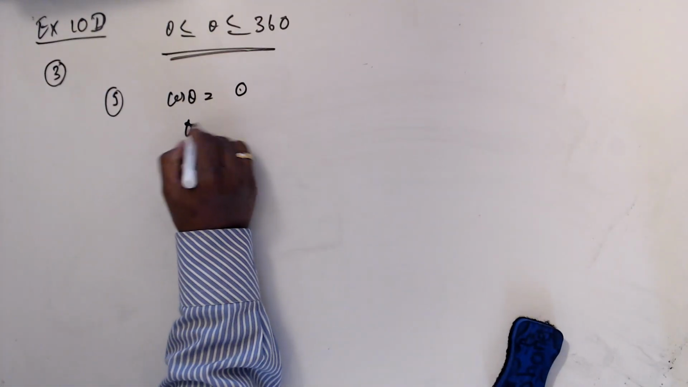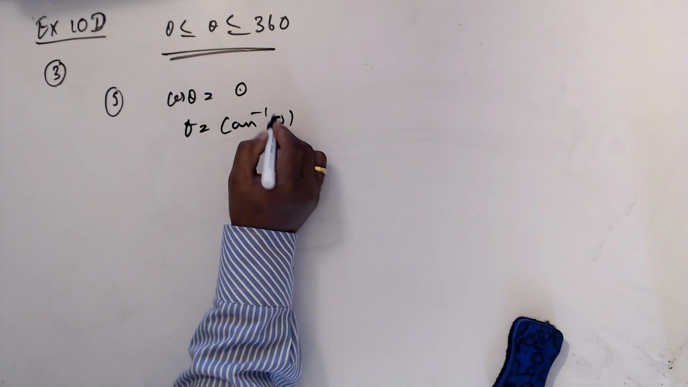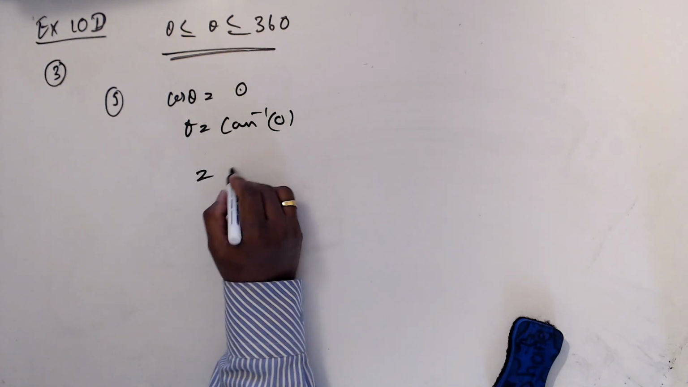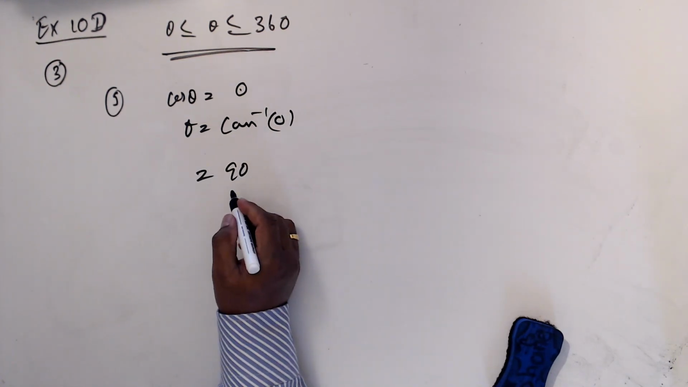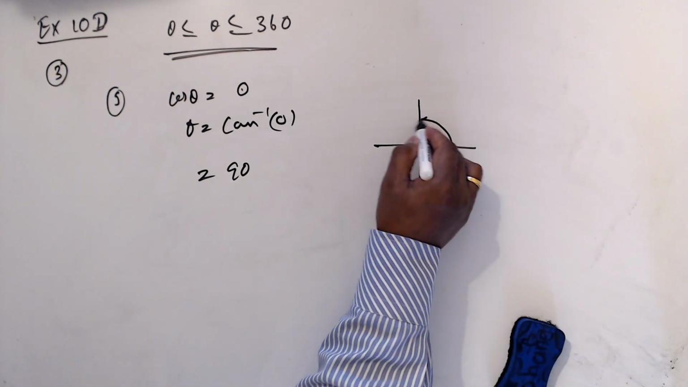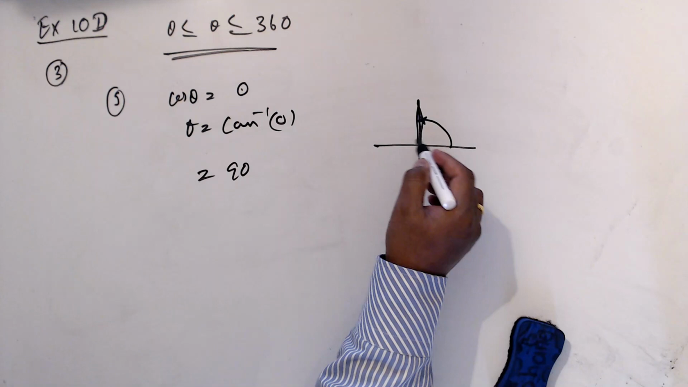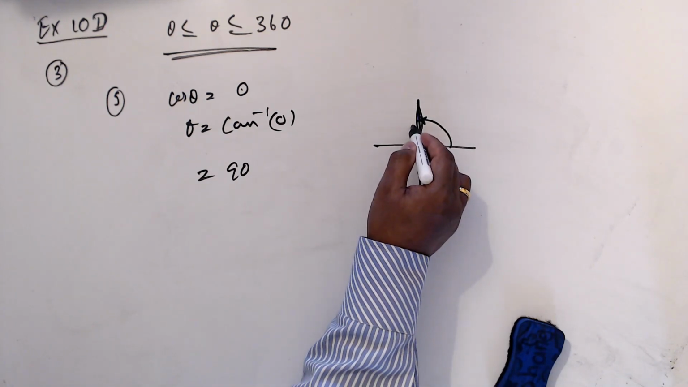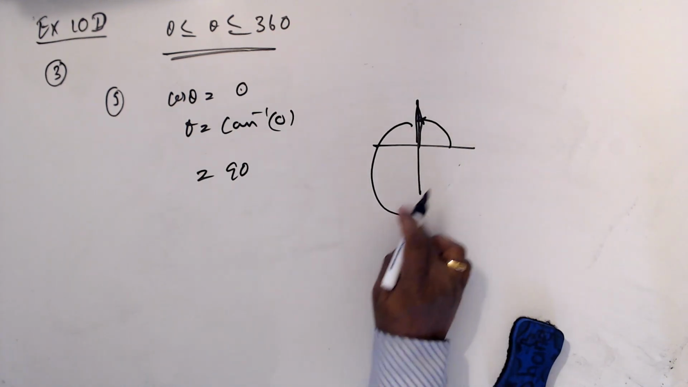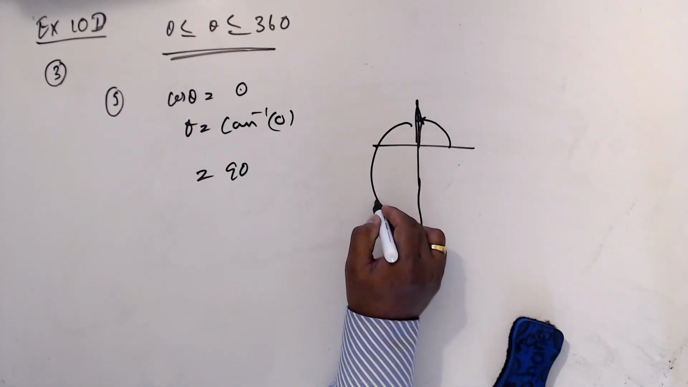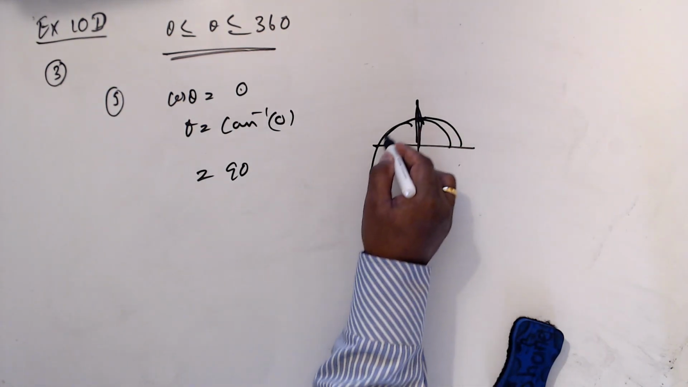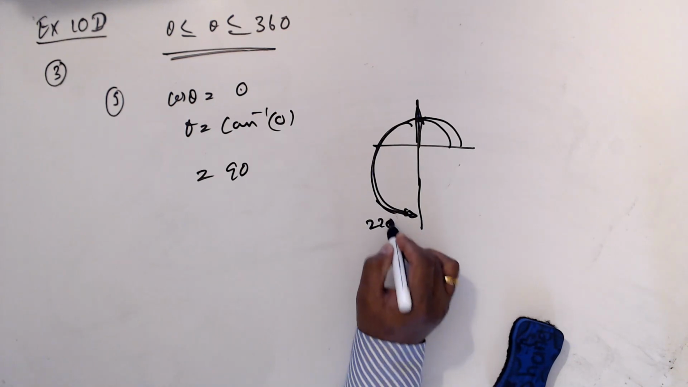Cos theta equals 0, so theta equals cos inverse 0. Cos inverse 0 is 90. And it is an overlap. Then the second one is going to be, from here you want to start, 270.